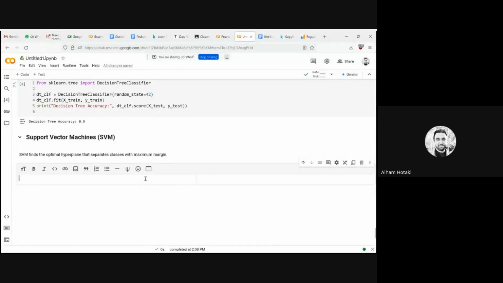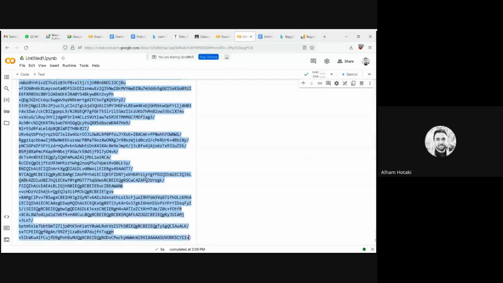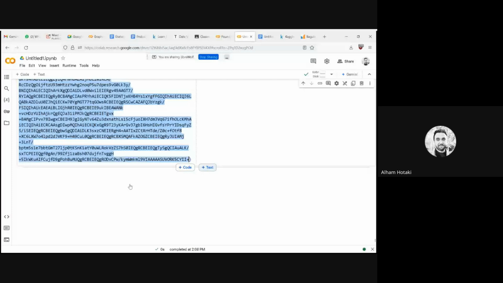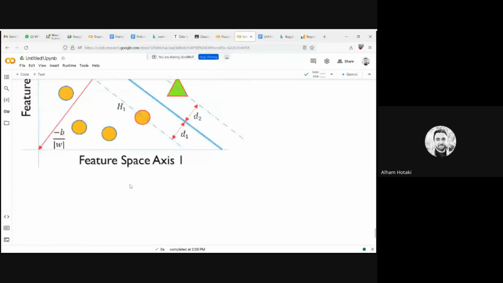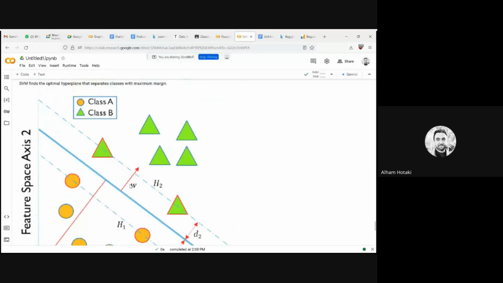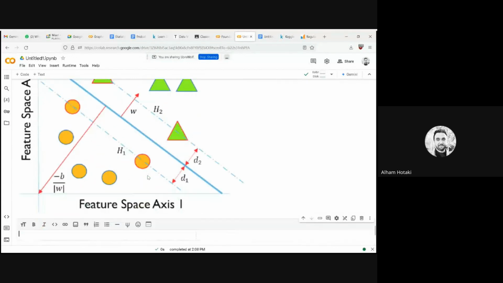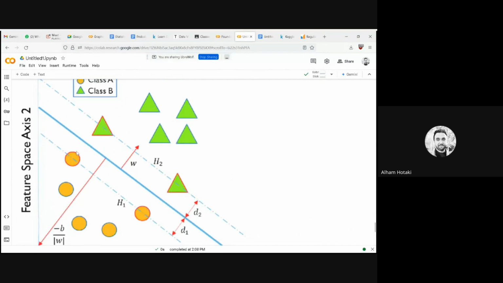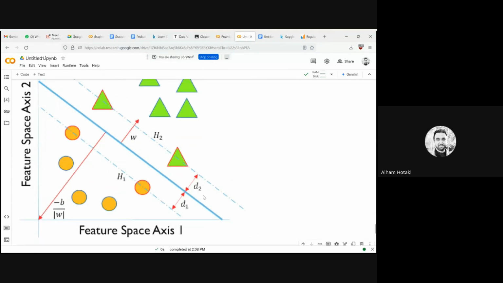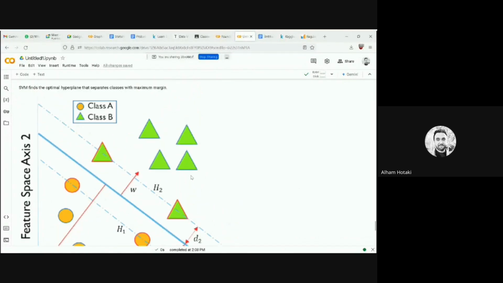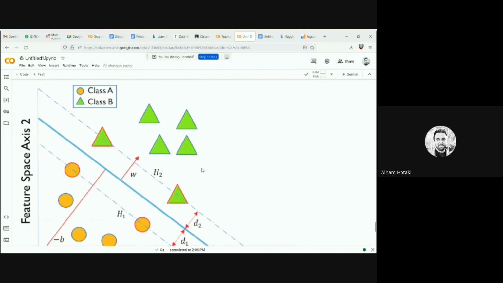Now all the time I'm trying to find proper visualizations in photos to give you a proper understanding of what's going on there. These are very complex topics when you look at them theoretically from a wording point of view, but it's very easy when you look at the visual. So this is the hyperplane. This is the whole space of the feature, this is feature space axis 1, and this is feature space axis 2, and we have two classes. We have class A and we have class B.